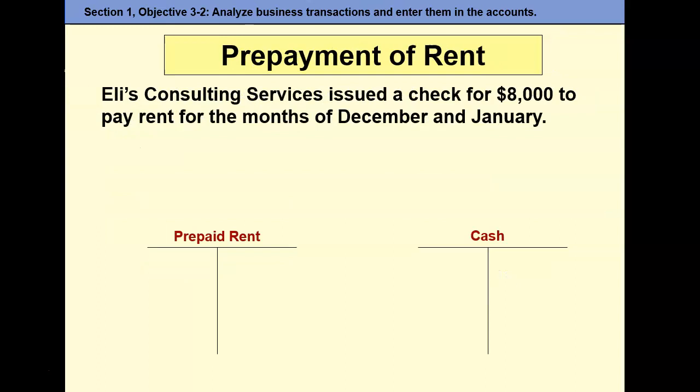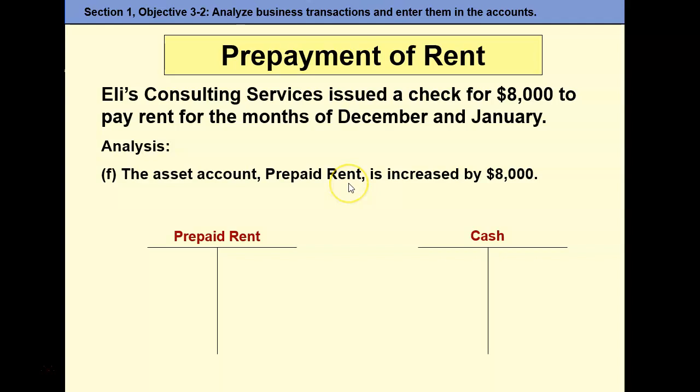We're not done. Next, we issued a check for $8,000 to pay rent for the months of December and January. So we're now paying our rent in advance, which is known as prepaid rent. So the accounts involved are going to be prepaid rent and cash. And again, you ask yourself, what are the accounts classification? Both prepaid rent and cash are asset accounts.